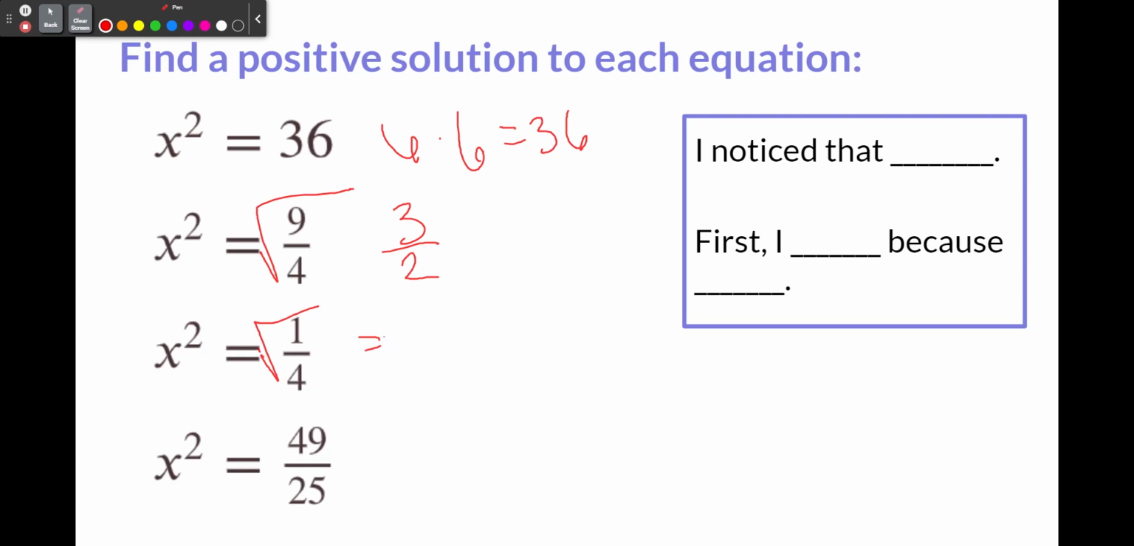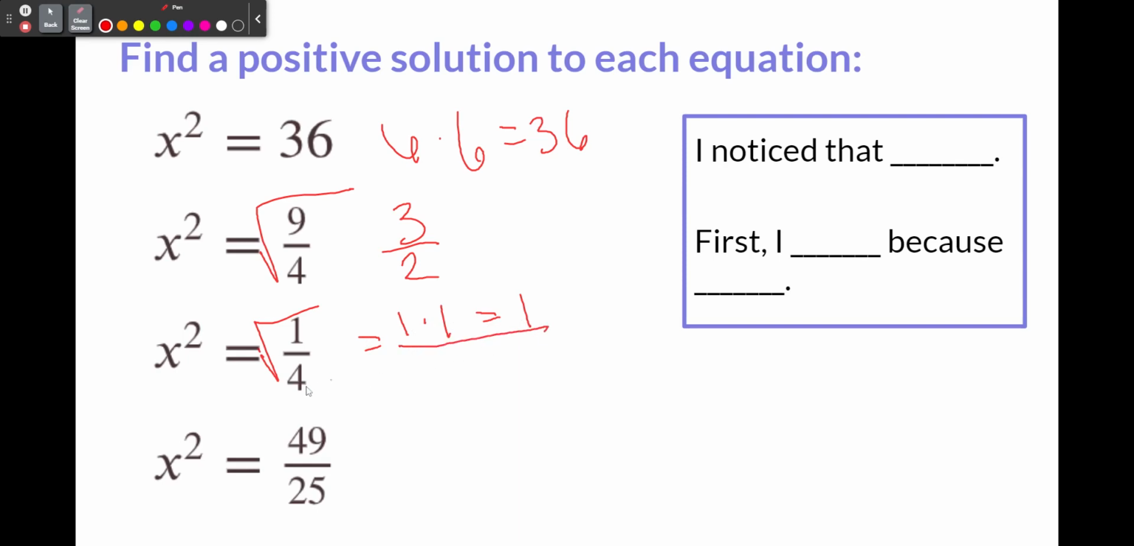What times itself is going to be equal to 1? I know that seems kind of like a crazy question. Some people are probably thinking like half, but a half times a half is not going to equal 1. It's going to equal 0.25. So it doesn't really work out that way. So 1 times 1 is equal to 1. So the square root of 1 is 1.